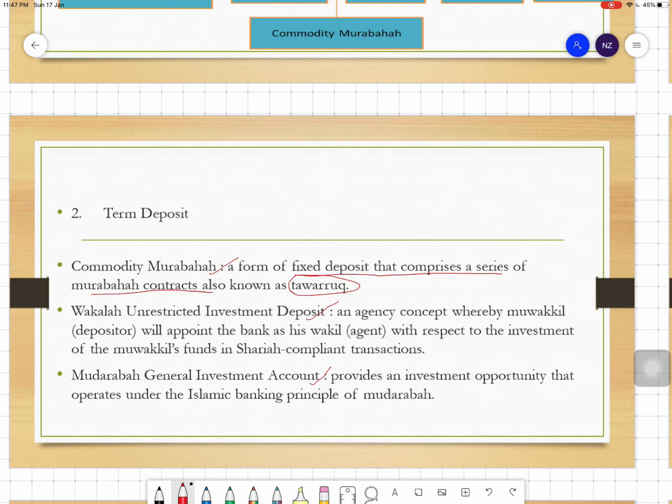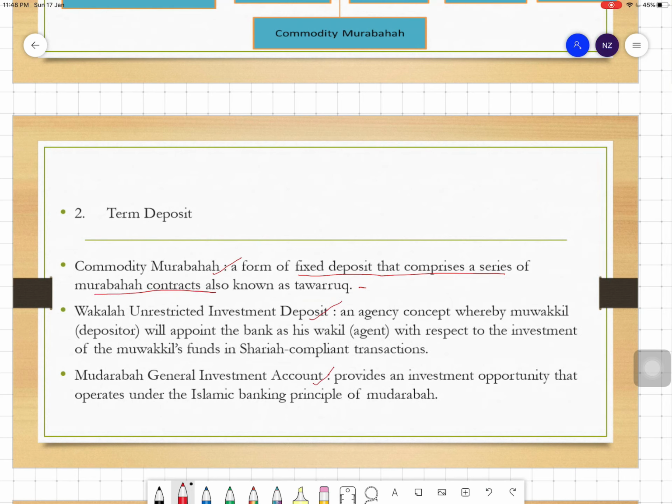Kita masukkan fixed deposit in that account dan kita akan berikan a period of like the useful life of the contract, probably murabahah contract. So within that period kita tak boleh keluarkan duit sampai that period ends. So that's why they are also known as tawarruj. Sebab tawarruj kan erti kata lain dia like donation, isn't it?